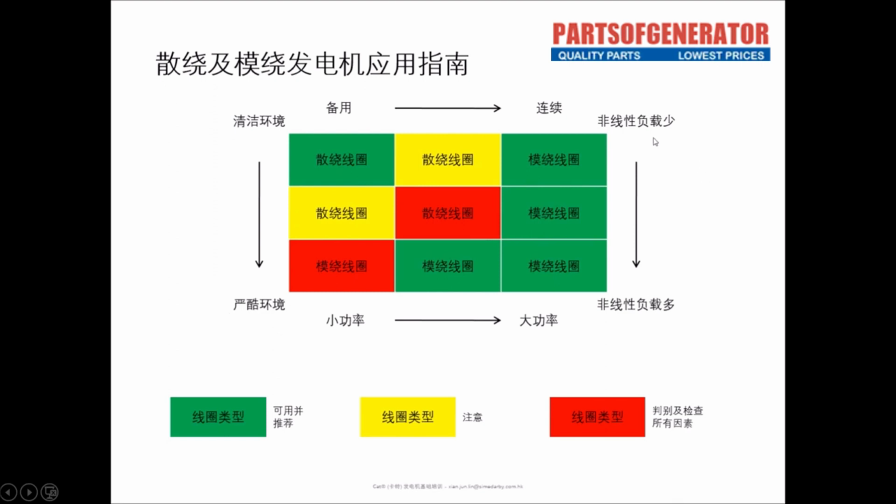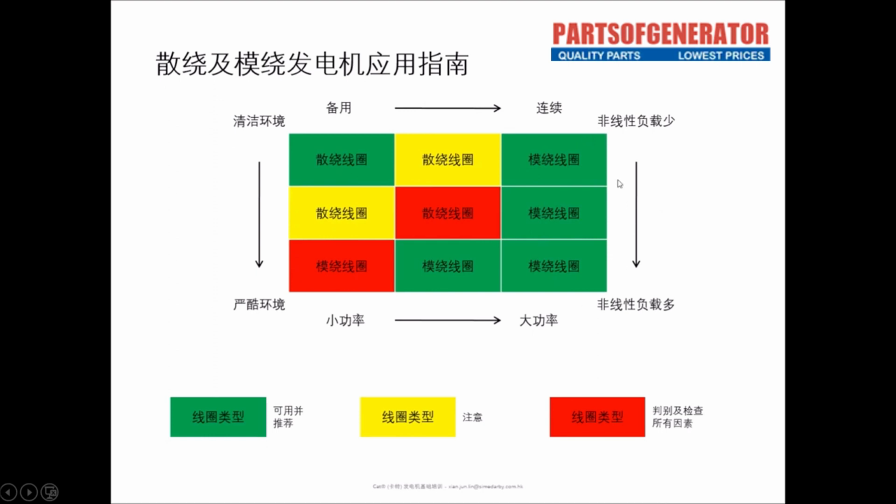The third aspect is the cleanliness of the environment, moisture and other factors. In a clean and dry environment, we can use loose wound coils. But if the environment is dirty and humid, you should choose a mold wound coil.